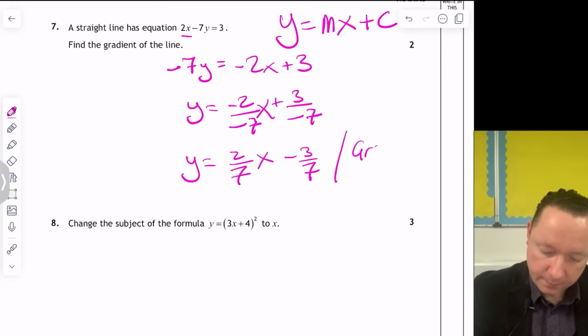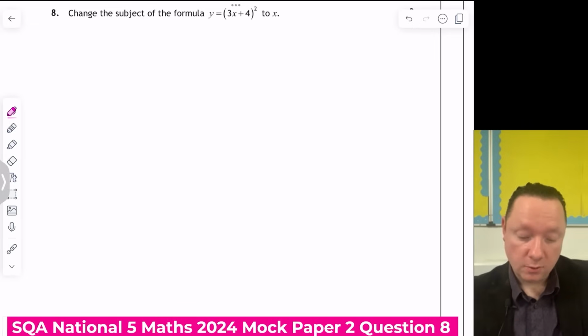The gradient is now equal to the number in front of x, which is 2/7. And we're done there. Change the subject formula to x.